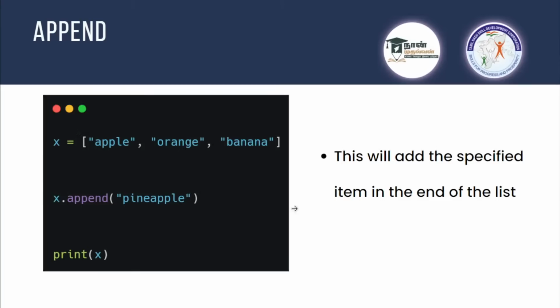And there is another option which is known as append. So in append you don't want to mention any index number, it is going to add in the end. That's what this append is. So this pineapple will get added in the end. So if you pass another thing, it will be added in the end. That's what append and insert is.